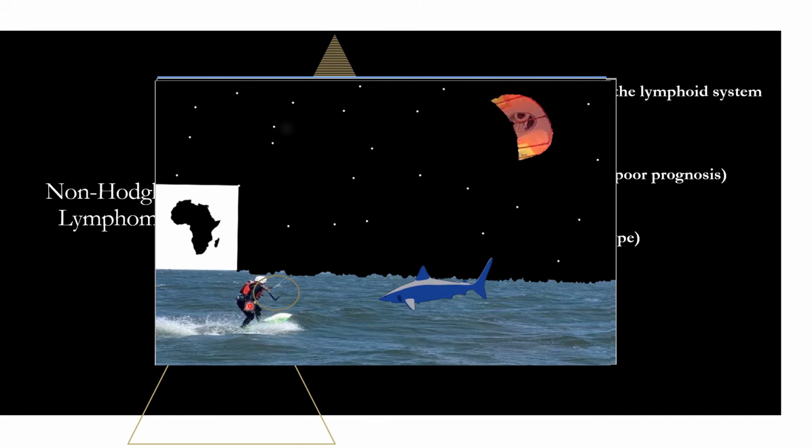Epstein-Barr virus. And the way you remember that is this guy is kite surfing in the middle of the ocean. And this thing he's holding here is actually known as a control bar. That's the real name for it. So you see he's holding a bar surfing. That helps you remember Epstein-Barr virus.